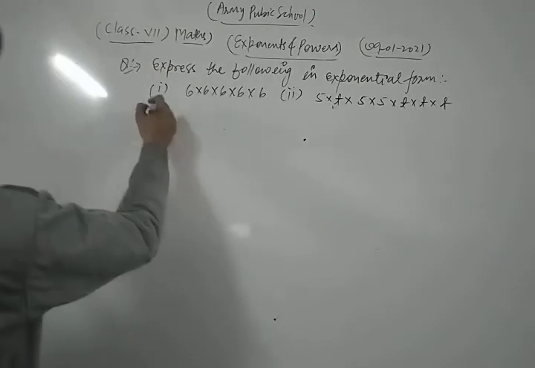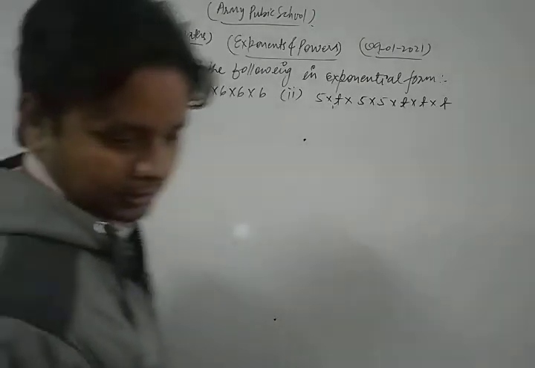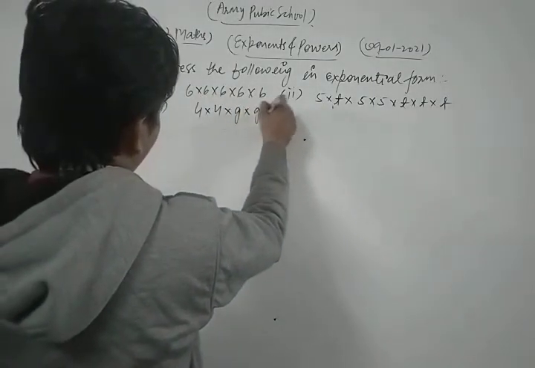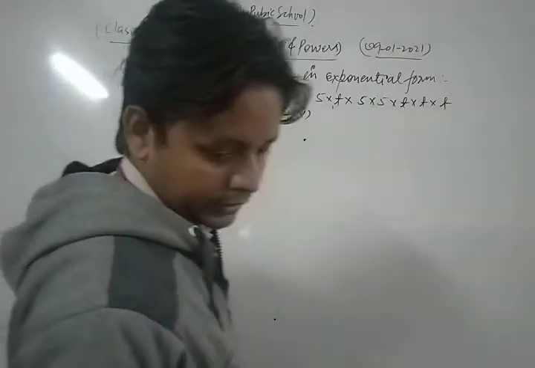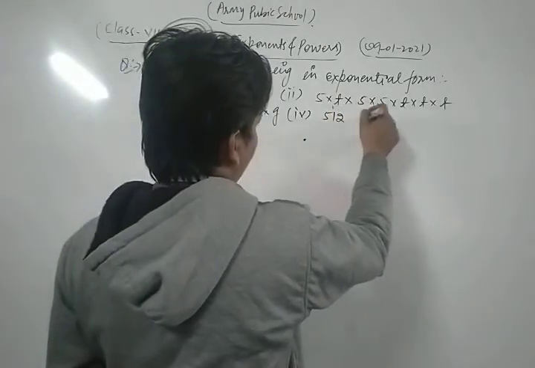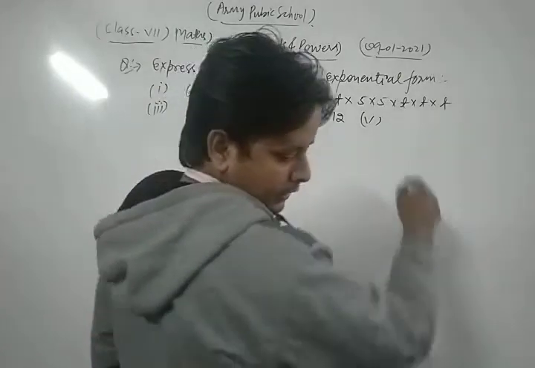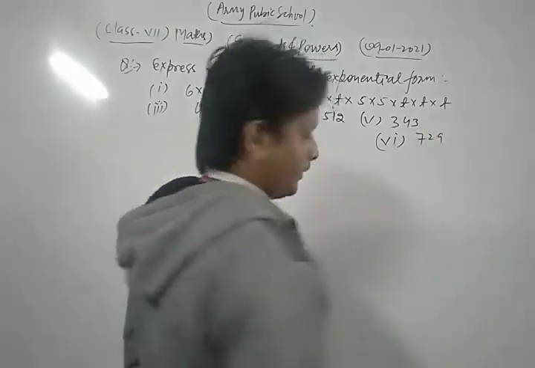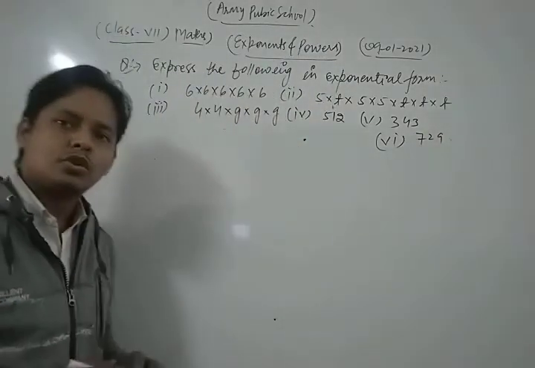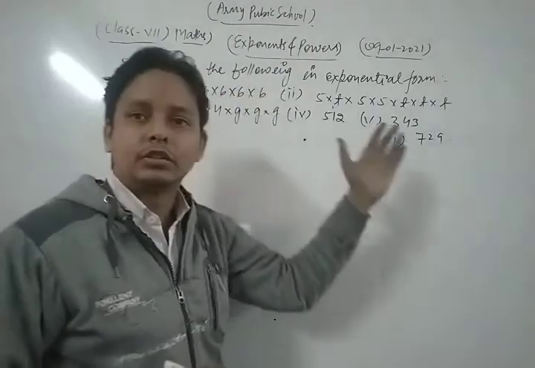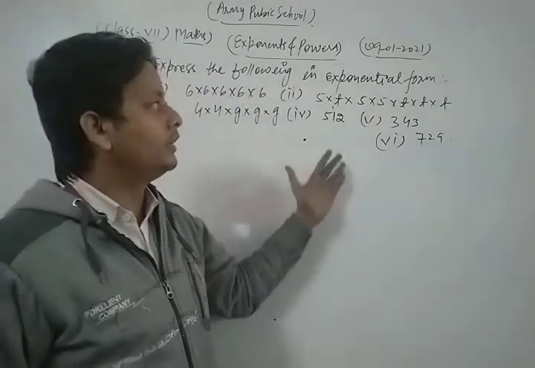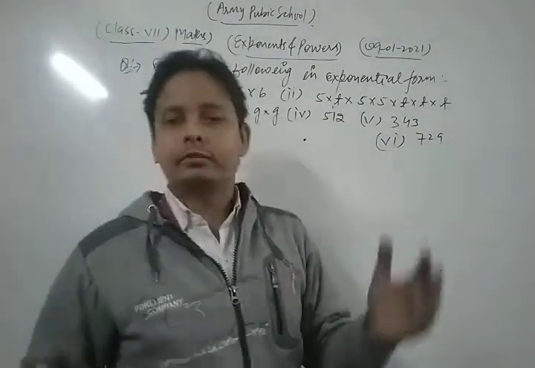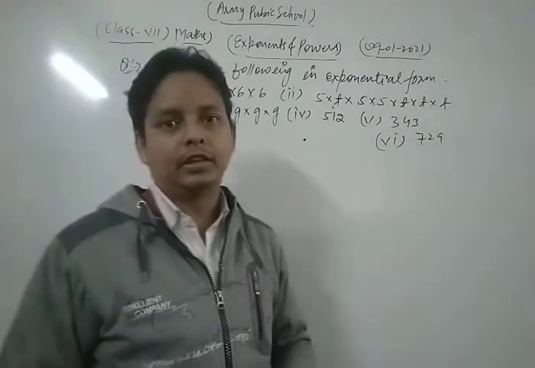The third one is 4 into 4 into g into g into g, and the fourth one is 512. The fifth one is 343, and the sixth one is 729. Okay, dear students. So we express each of the following in exponential form. So let's see what the process is to solve this type of question one by one.